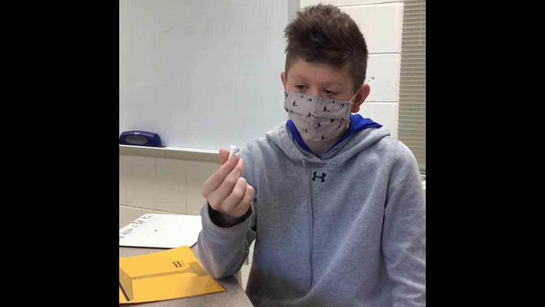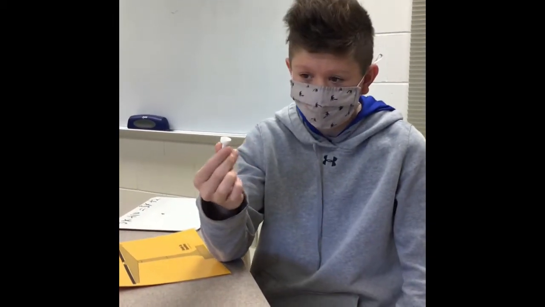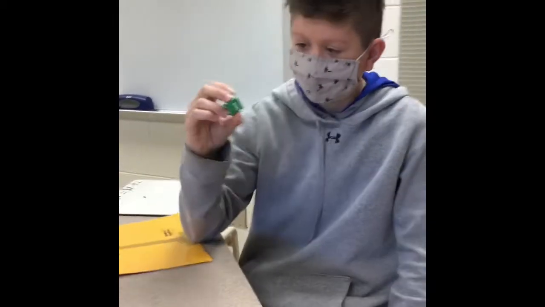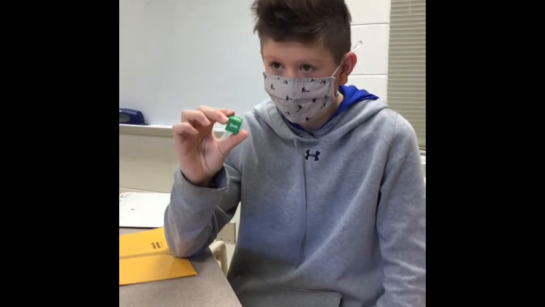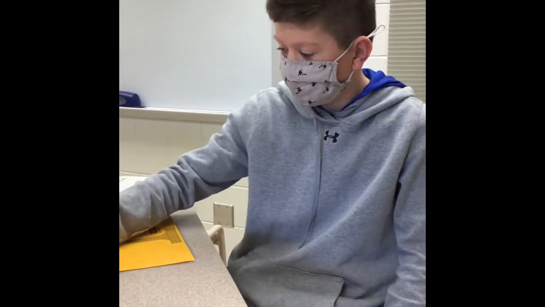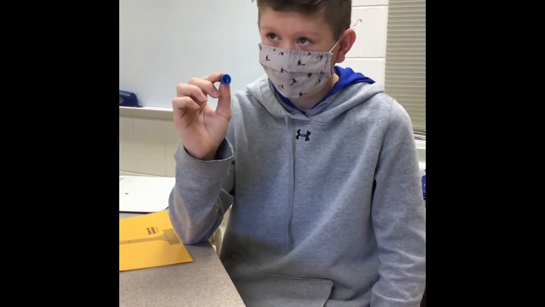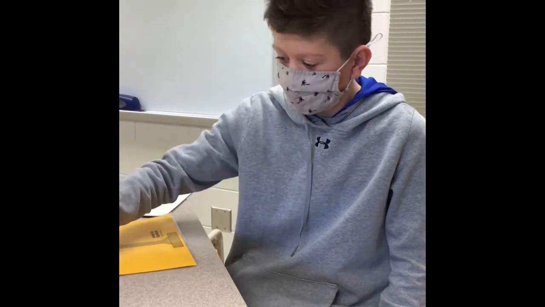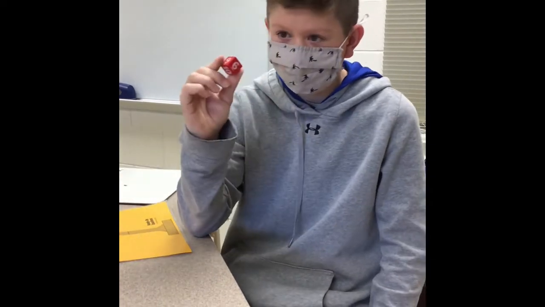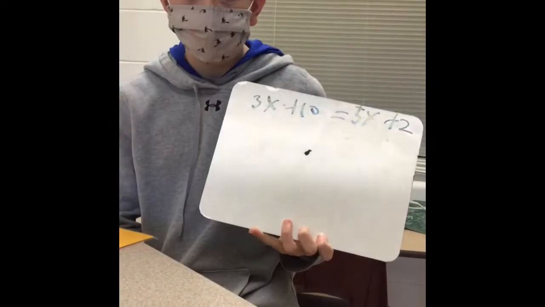So this is a right corner equals the opposite of x. This is a green cube which equals the opposite, which is negative. And this is a blue cone which equals the positive of x. And this is a red cube which equals positive. This will be the first problem I'm going to teach you today.